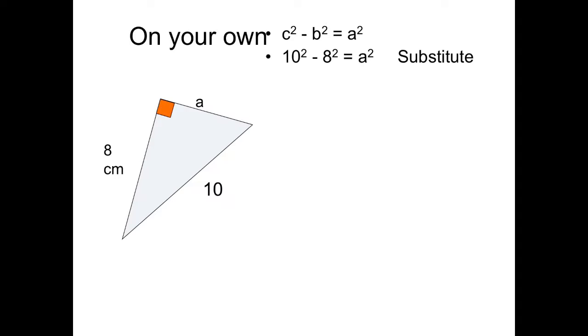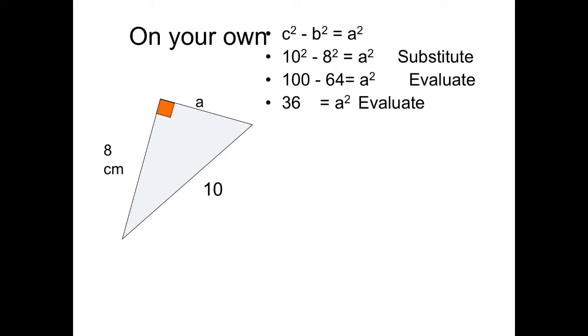We can now evaluate 10 squared and 8 squared simply by looking at our squares list. No math to be done. 10 squared is 100, 8 squared is 64. And now we find the difference between these two numbers in order to find the square of A. But remember, that wouldn't be the answer. 36 equals A squared. 36 couldn't equal A.